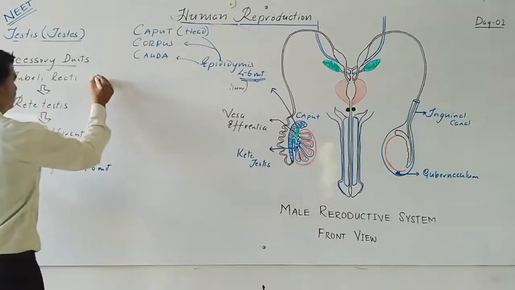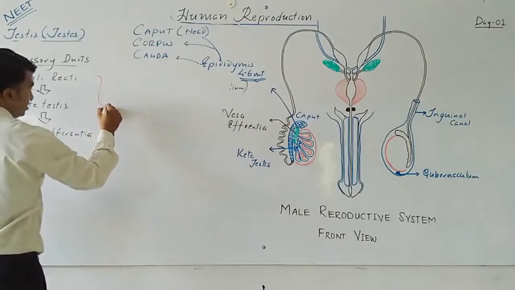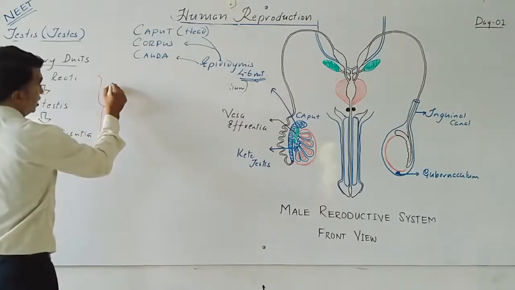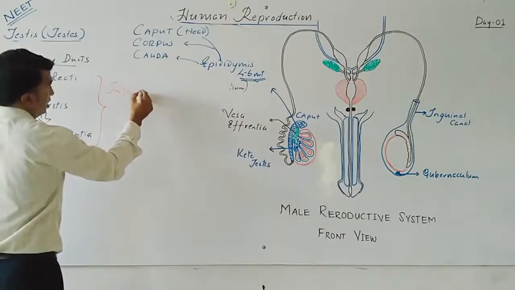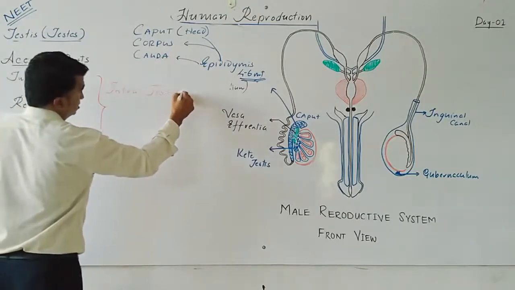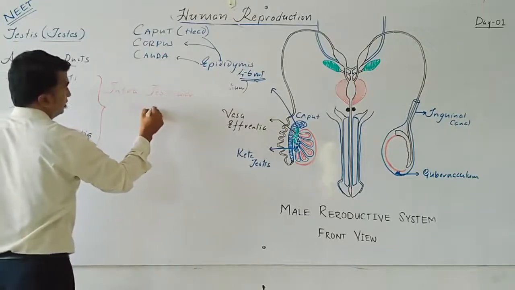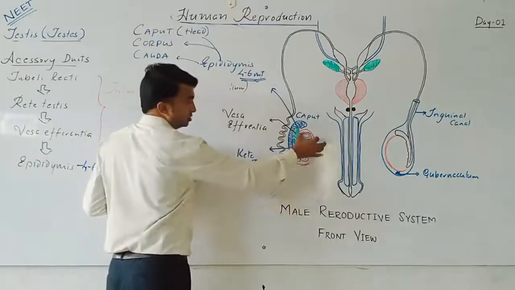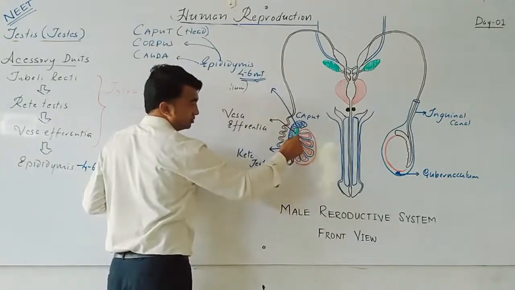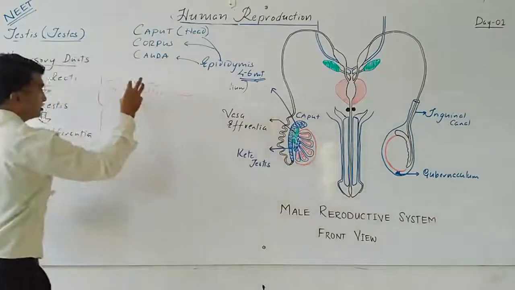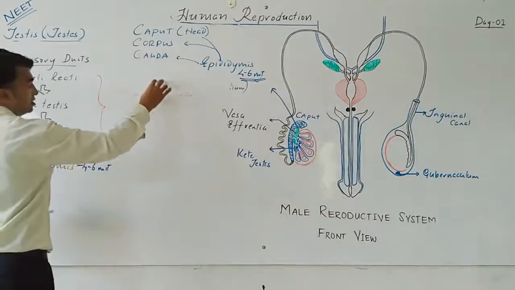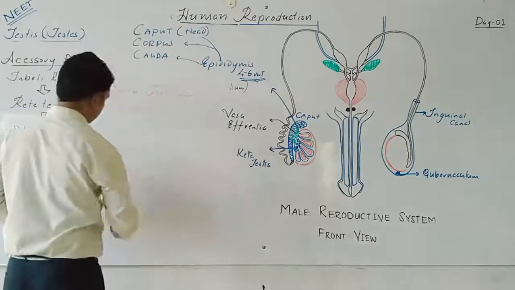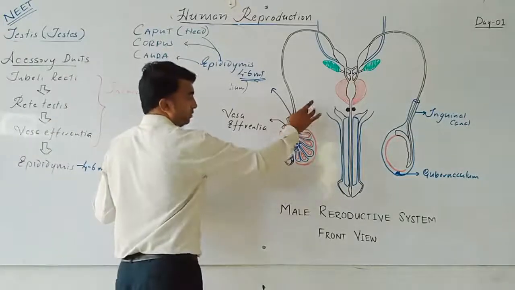So these three ducts, the tubuli recti, rete testis, and vasa efferentia, are collectively called the intratesticular ducts. Why? Because all these three are present inside the testis. That's why it is called the intratesticular accessory duct. Now, the epididymis is the outer part, almost 4 to 5 meters. It is a highly coiled structure: caput, corpus, and cauda.